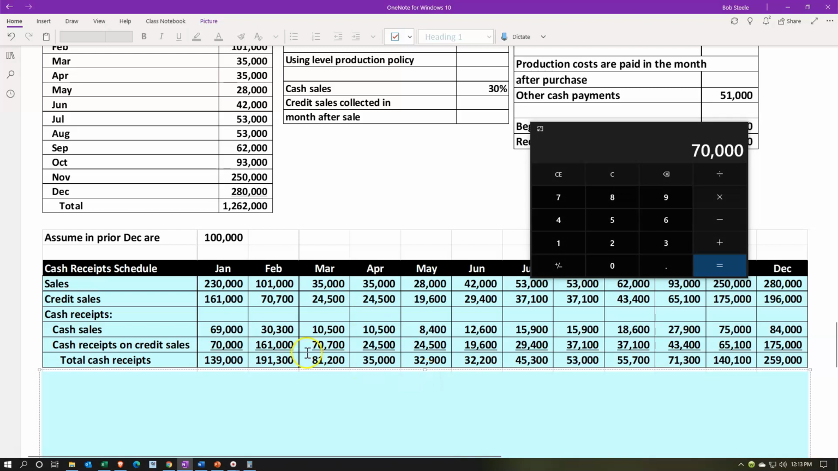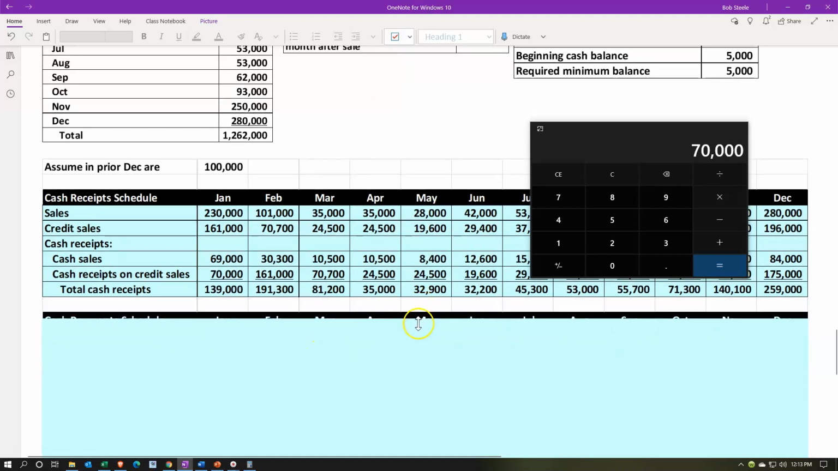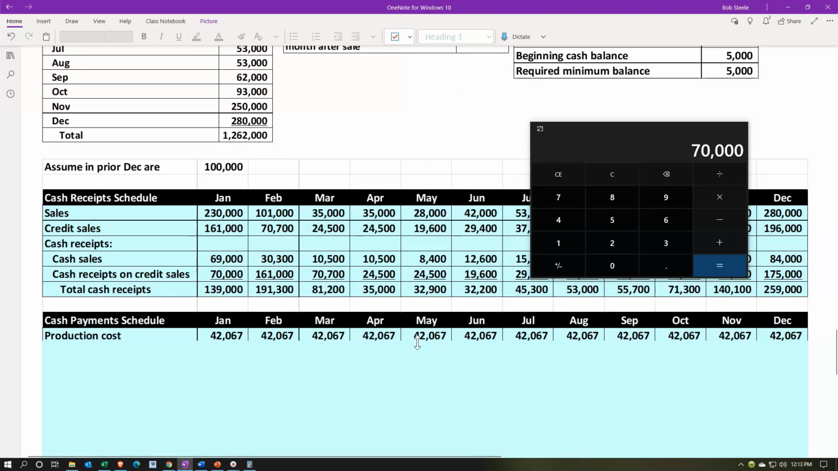If we add this up, then the total cash receipts, the 69 and the 70, is the 139,000, the 30,300, and the 161, the 191,300, the 10,005, and the 70,007, 81,200. Then we think about the cash payment schedule.